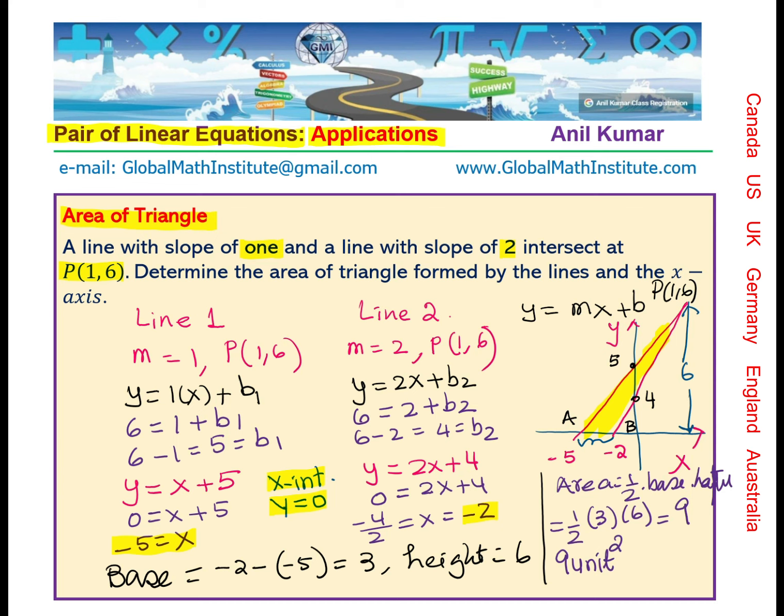Makes sense. So that will be our traditional way of finding the area of this particular triangle. First, we find the equation of each line and then the x-intercepts to find the base of the triangle. The height over the x-axis is the y value of 6. And so we get our answer as 9 units square. Clear? So that's perfectly fine.